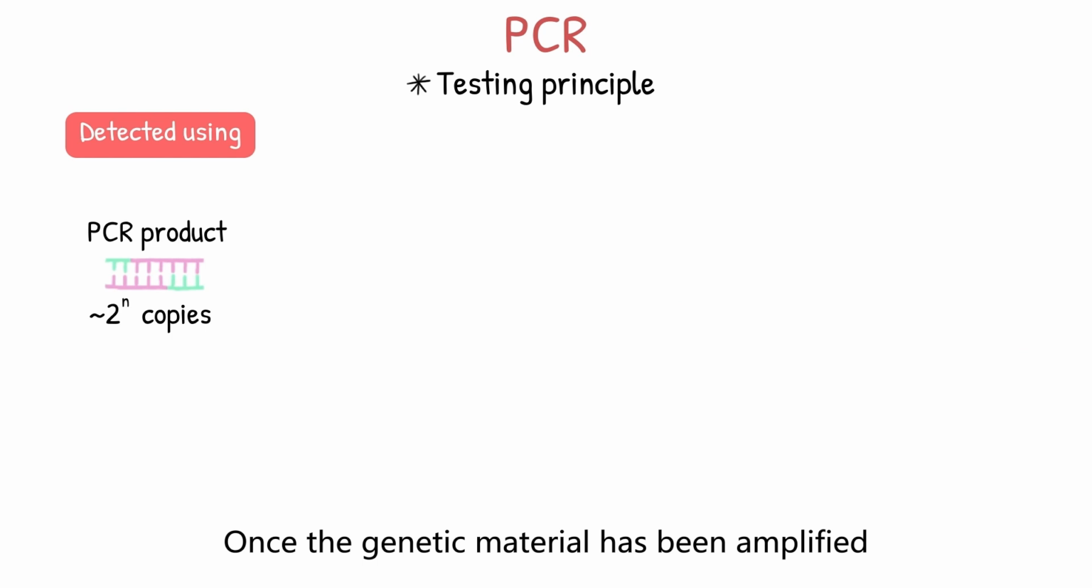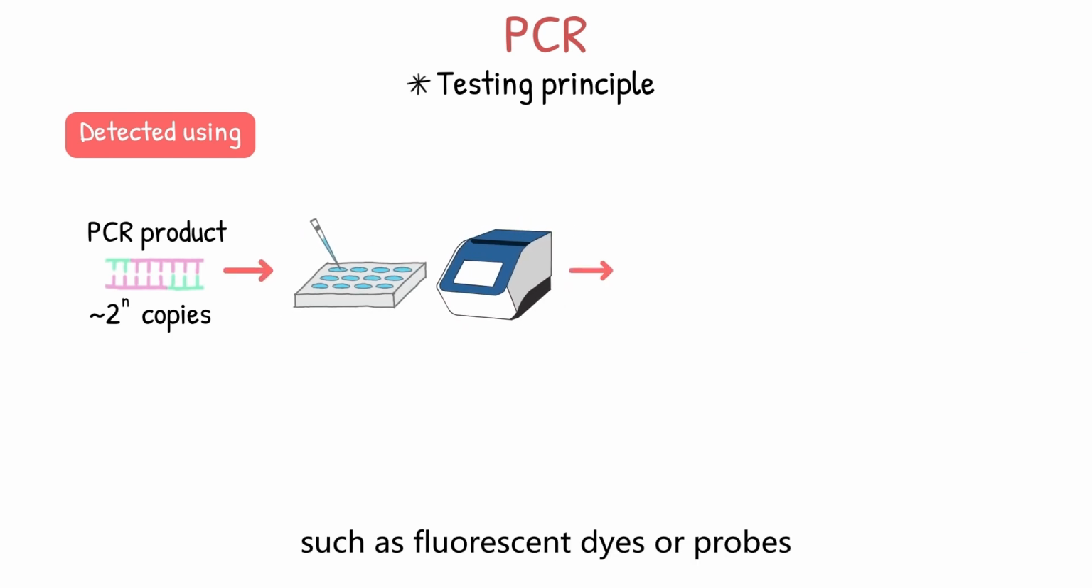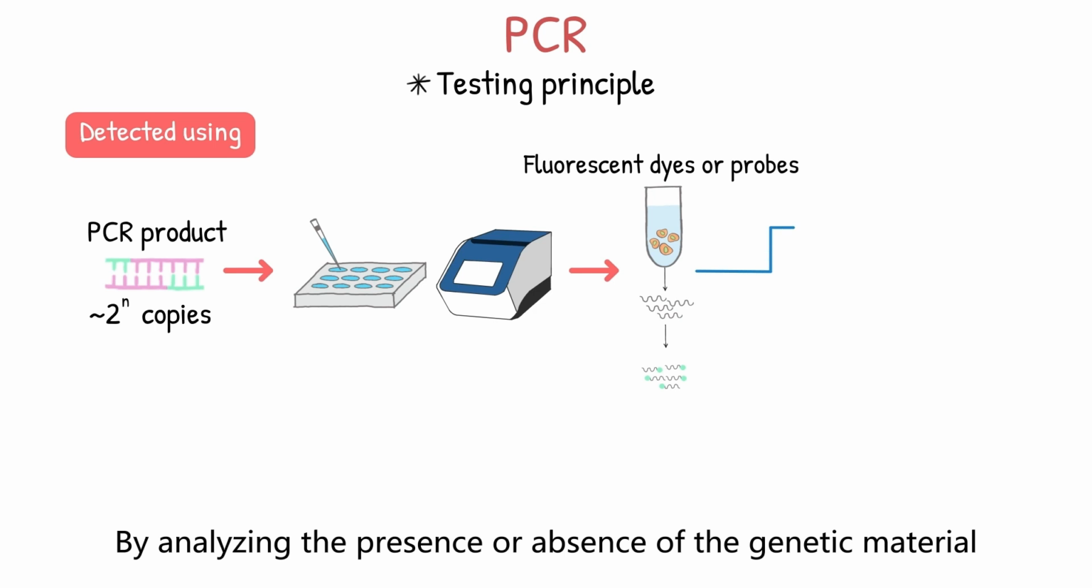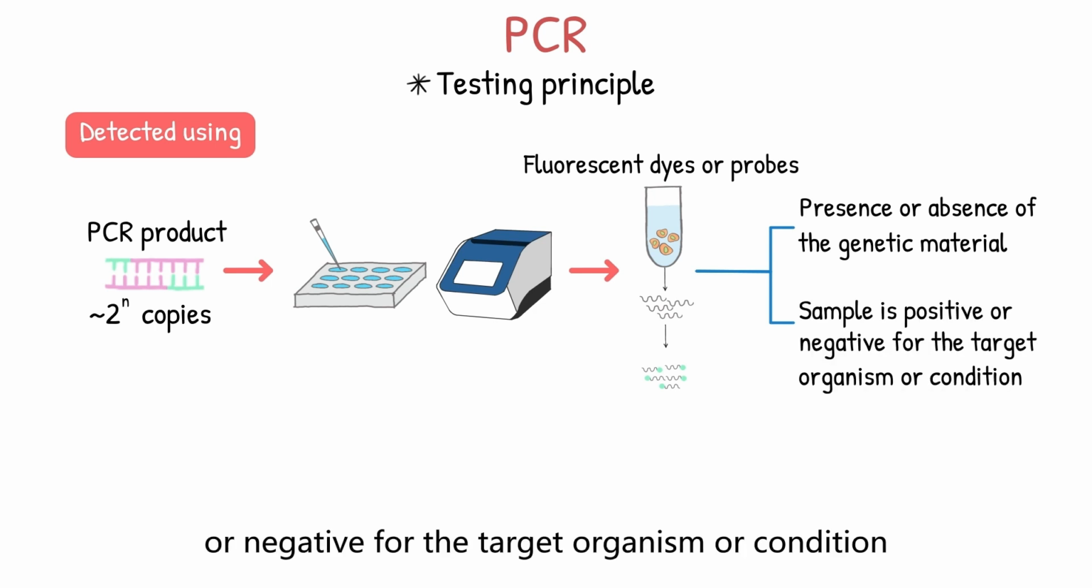Once the genetic material has been amplified, it is detected using various methods, such as fluorescent dyes or probes, which bind to the specific genetic material being tested. By analyzing the presence or absence of the genetic material, it is possible to determine whether the sample is positive or negative for the target organism or condition.